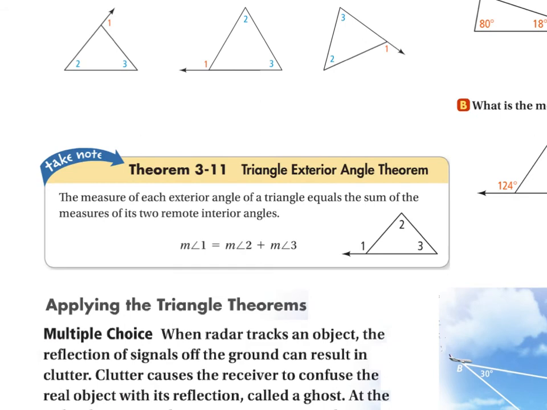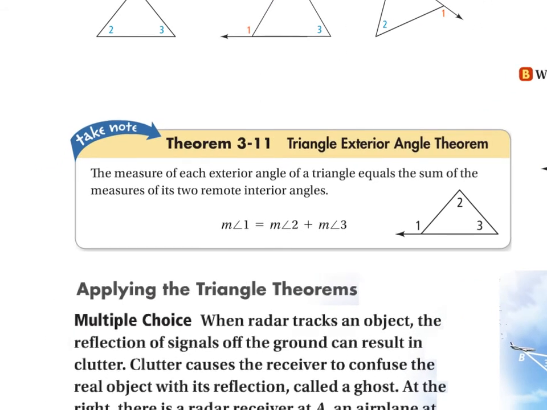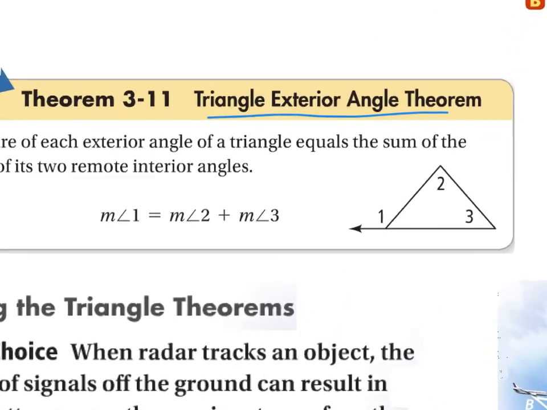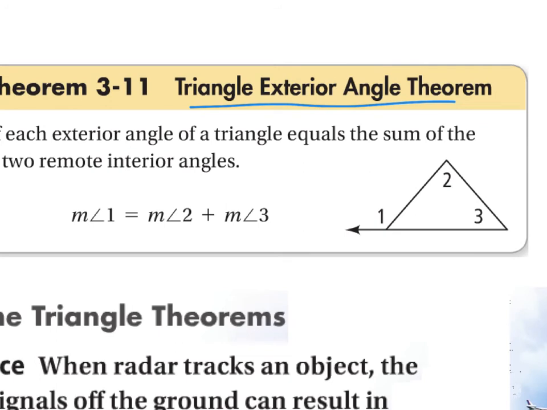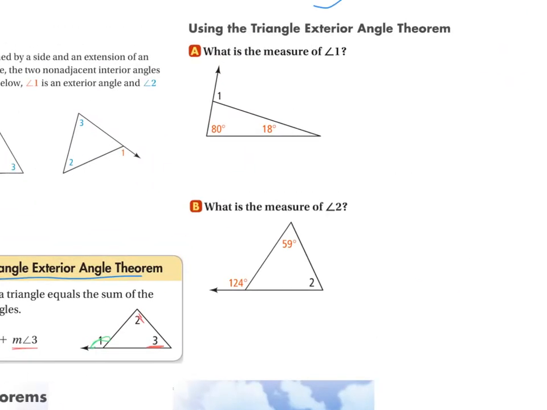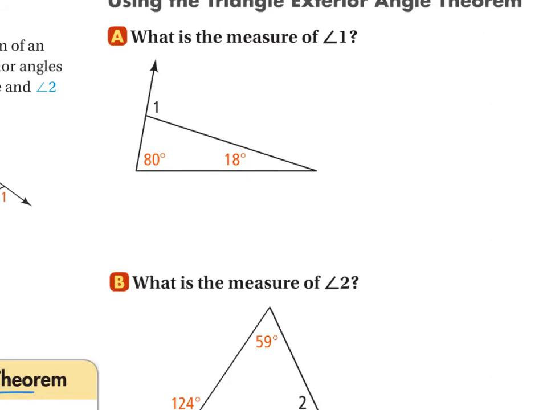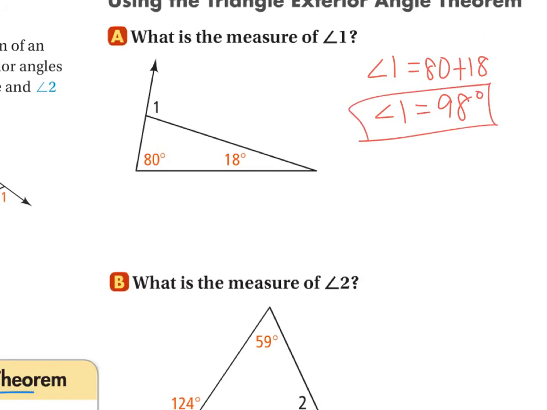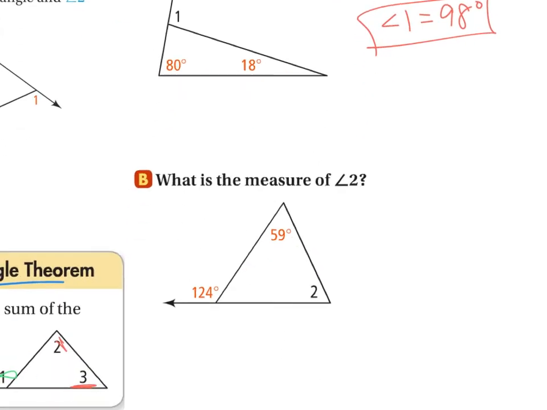interior angles. Okay, so for a triangle, this is a new theorem, the triangle exterior angle theorem. Man, these are a mouthful. So the measure of angle 1 equals angle 2 plus angle 3. Easy enough, right? So let's do this one. What is the measure of angle 1? It'll be angle 1 equals the other two angles added together. So angle 1 equals 98 degrees. That's literally all there is to it.